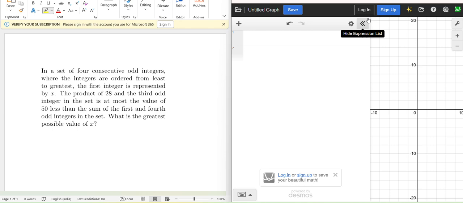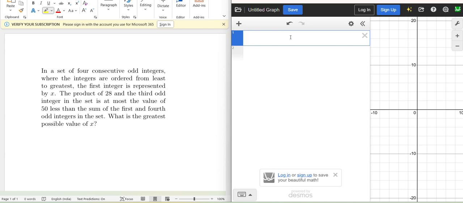So let's read. In a set of 4 consecutive odd integers, where the integers are ordered from least to greatest, the first integer is represented by x. The product of 28 and the third odd integer in the set is at most the value of 50 less than the sum of the first and fourth odd integers in the set. What is the greatest value of x?